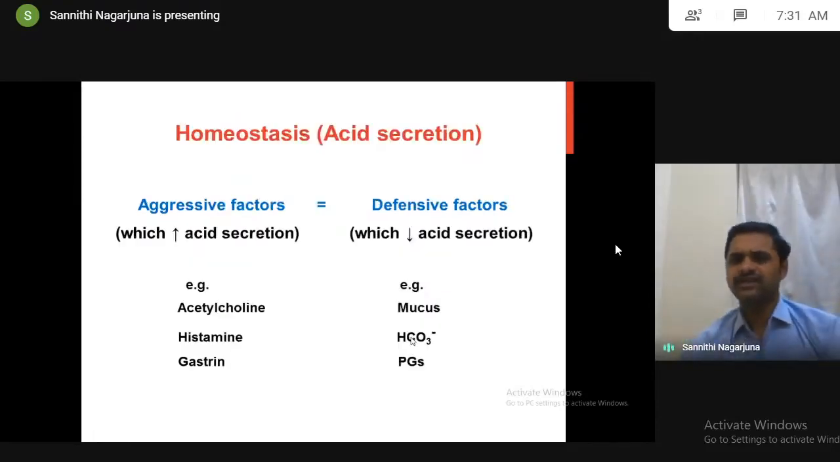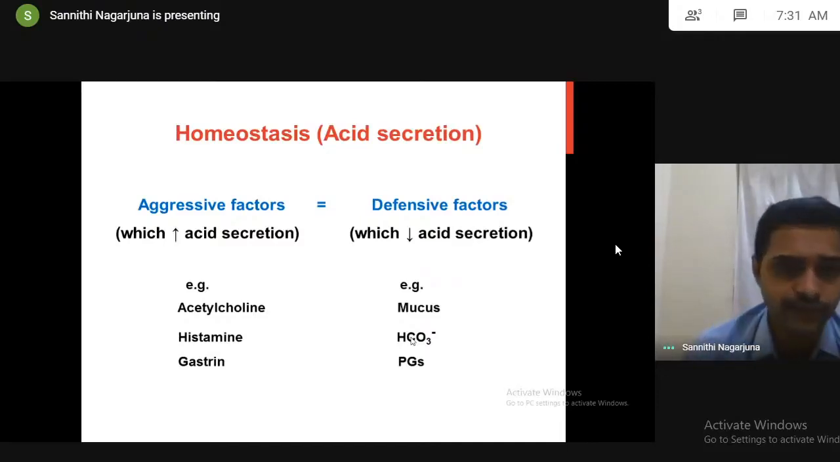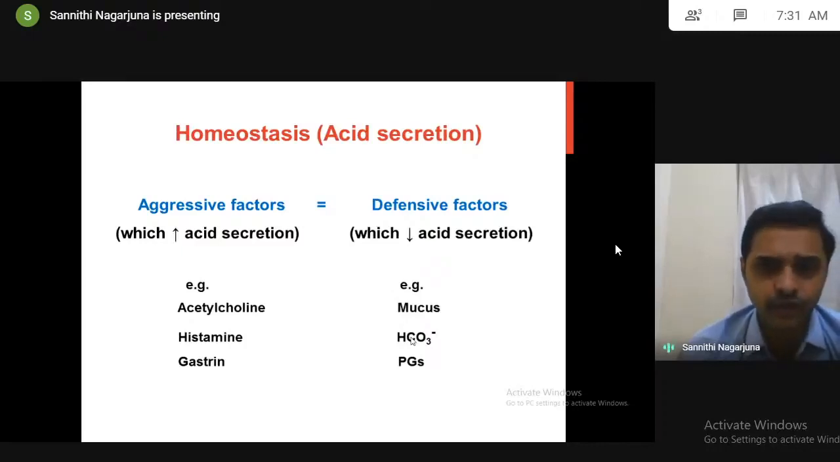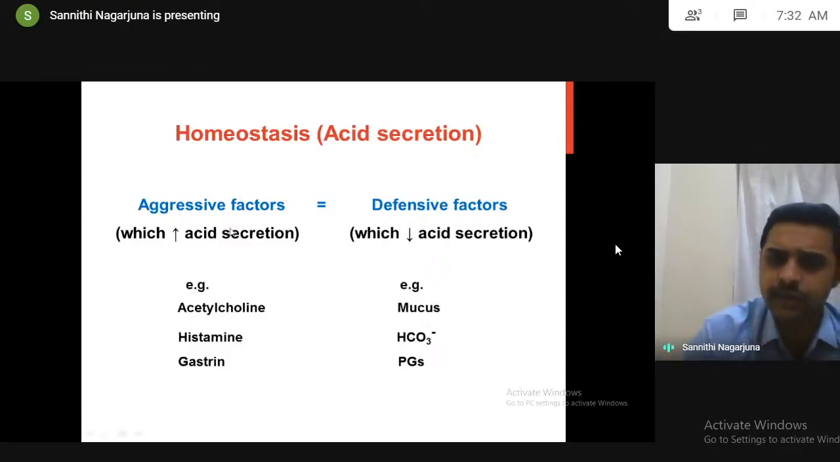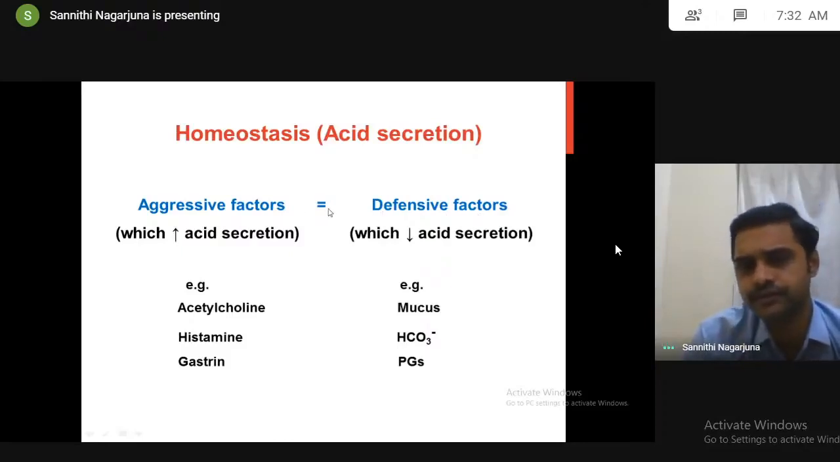So we feel that ulcers occur when we take spicy food and all. Is it correct? Whoever takes spicy food, do they get ulcers? Suppose you are not taking spicy food, can you say that you will not get ulcers? No. So the reason is what I'm telling. See, if you take very spicy food, immediately acid secretion will increase. But immediately our body releases defensive factors which will balance the acid secretion.